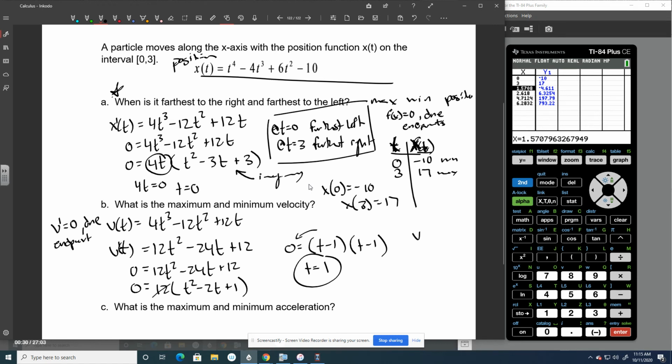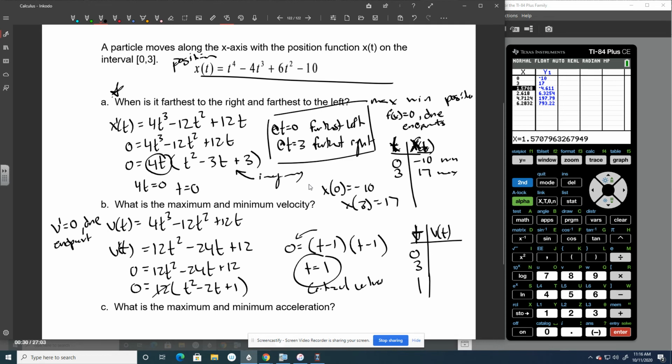Now I'm plugging stuff into my velocity function. I'm going to plug in my endpoints, 0 and 3, and I'm also going to plug in this value 1, this relative extreme value right here. What did we call those? Critical values. That's one of my critical values that I need to check.